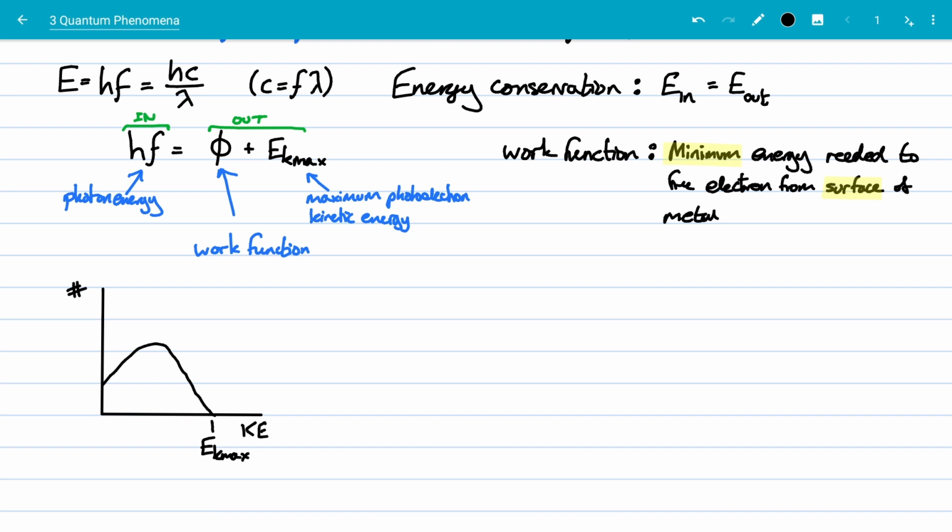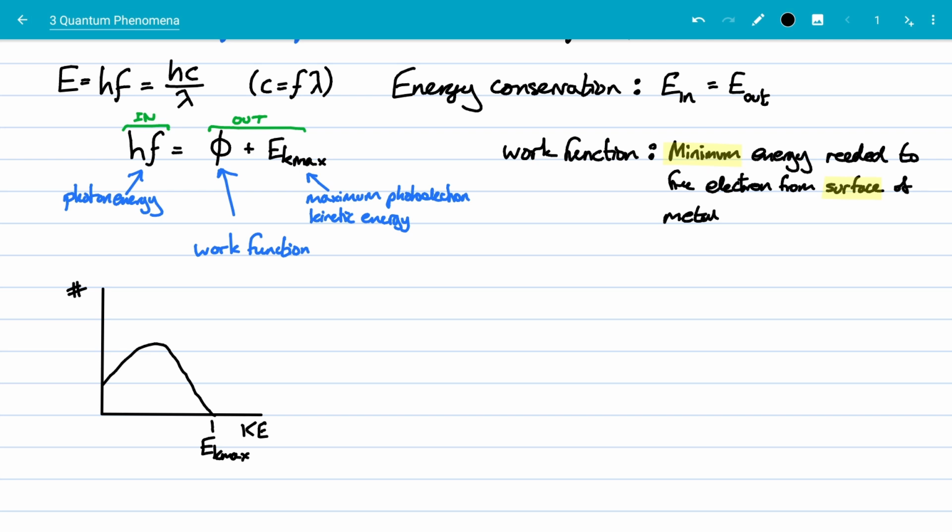Just like that. And if you have the same energy of photons, but a different metal with a larger work function, then you have smaller EK max. If you have the same metal, but you increase the photon energy, you have a bigger EK max. So we're just using that equation at the top of the screen there to understand what's going on.